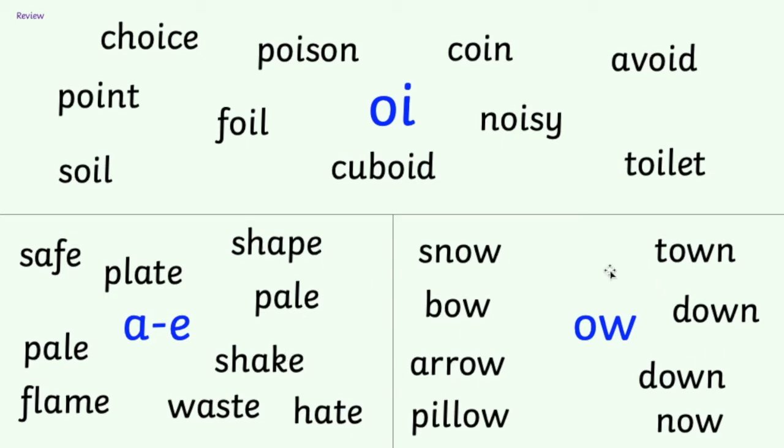And then I split my OW words into 2 columns. I had O words over here, snow, bow, arrow and pillow. And over here I had OW words, town, down. Oops, we've got down again. Let's change that. We could have clown perhaps. So town, down, clown and now.